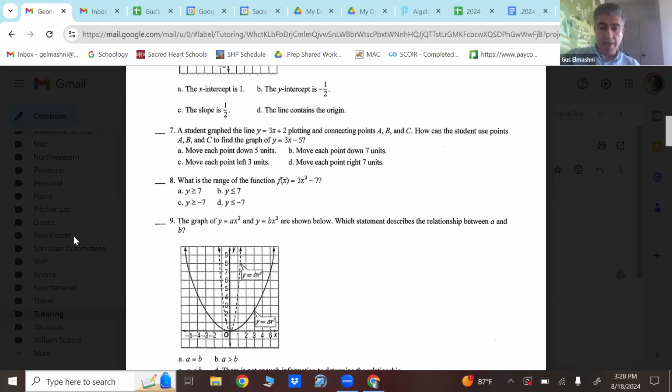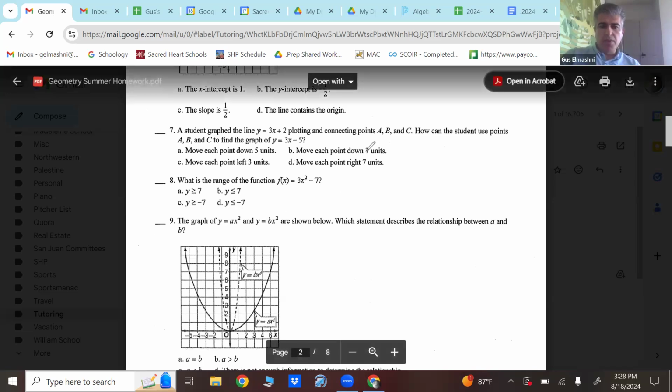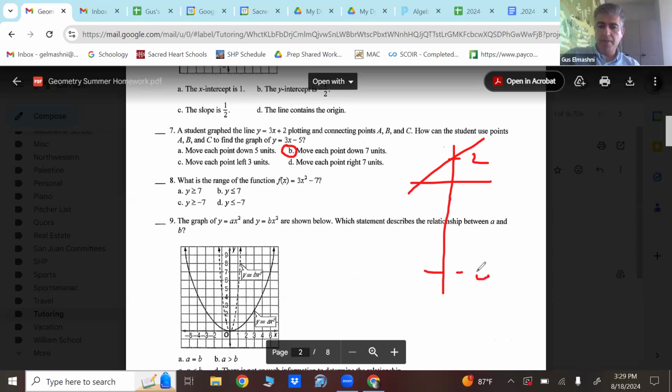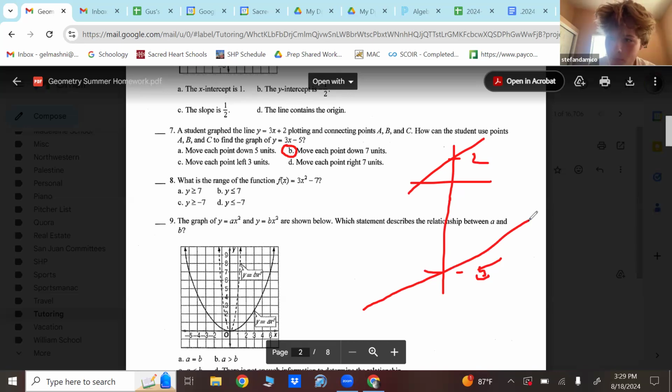Oh, 3x minus 5. Okay, I was confused. So you gotta go down 7, clearly, right? Because you have +2 minus 5. Wait, can you repeat that? Sorry, my dog walked in my room. Because right now the y-intercept's at +2, and it goes all the way down to -5. So yeah, it went down 7 units.